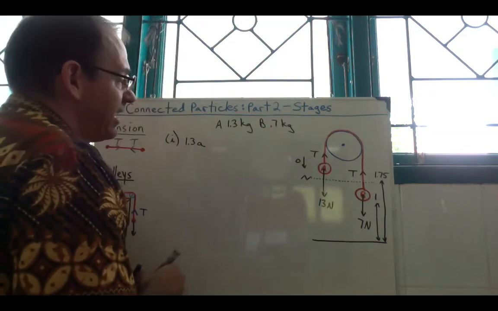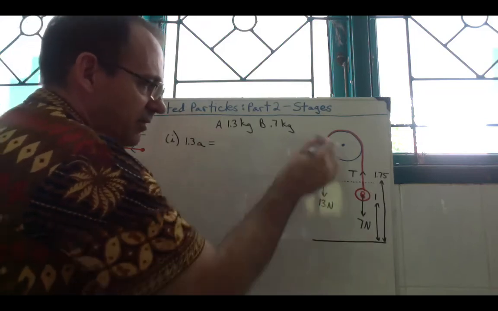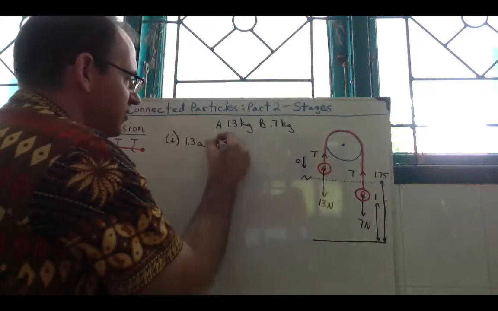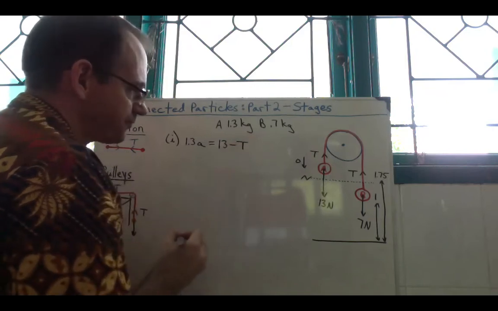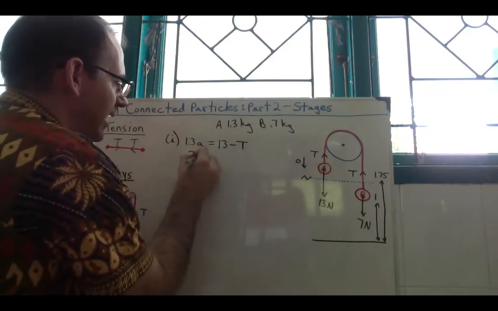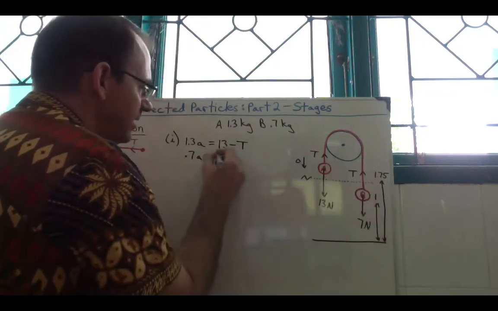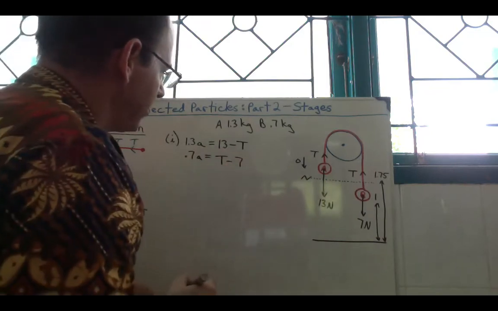So 1.3a, mass times acceleration, that's Newton's law, equals the resultant of forces. Well, A wants to go down, so that's going to be 13 minus T. And then over here, we have 0.7a equals, and this one's going to be going up, so T minus 7. So here we go with this.